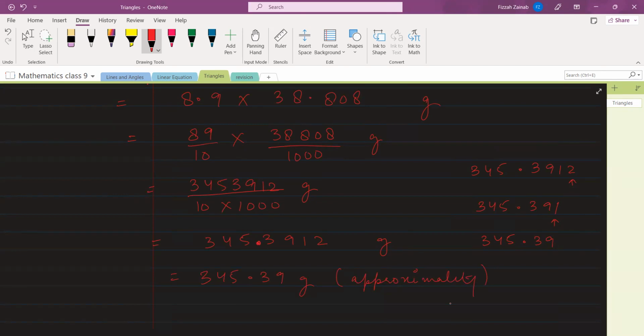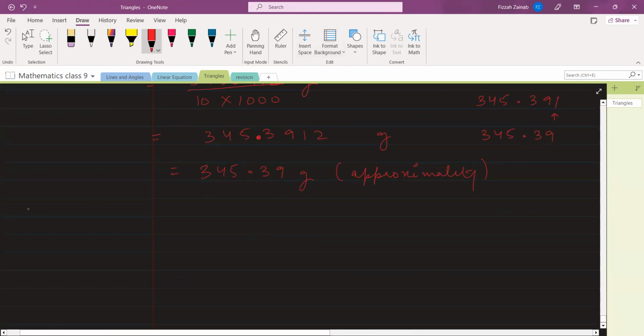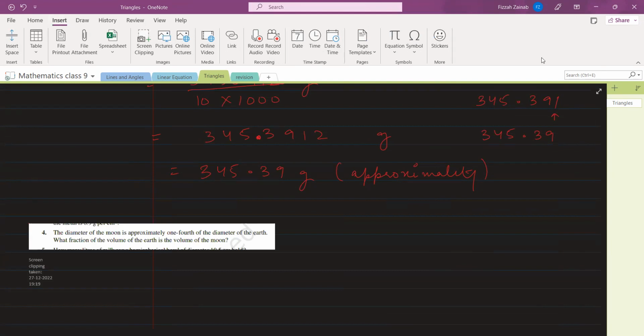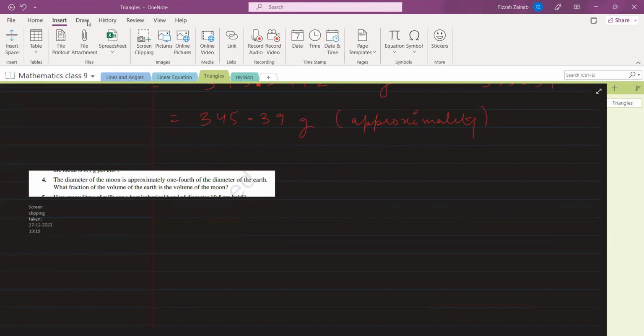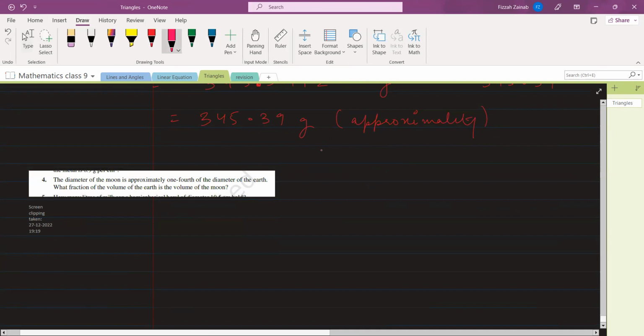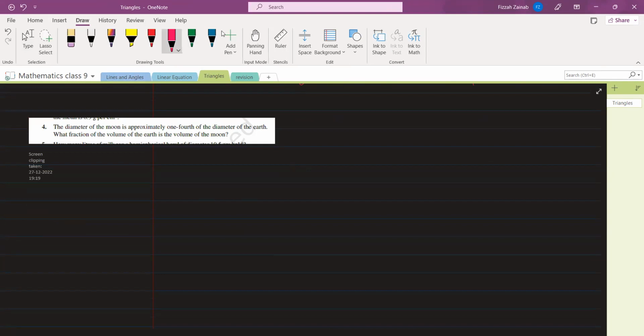Any problem here? No, ma'am. All right, now next question number 4. Okay, please do this moon type question. They often come in exam. I think there was one question in previous exercise also, right? Where you found the ratio of their surface area, as far as I remember.